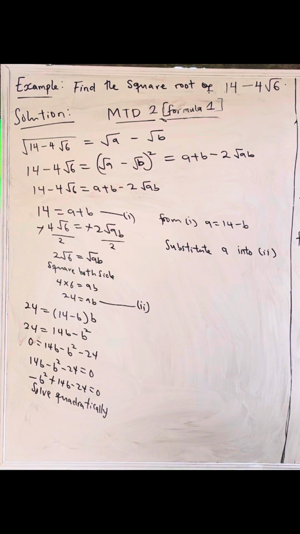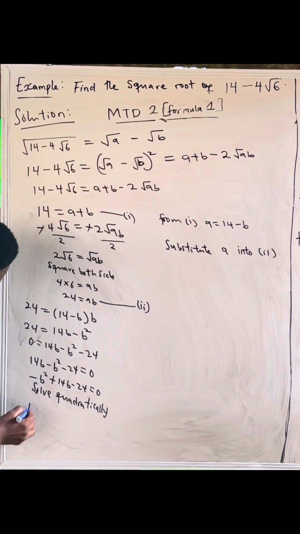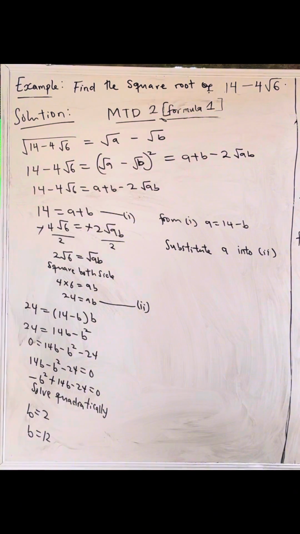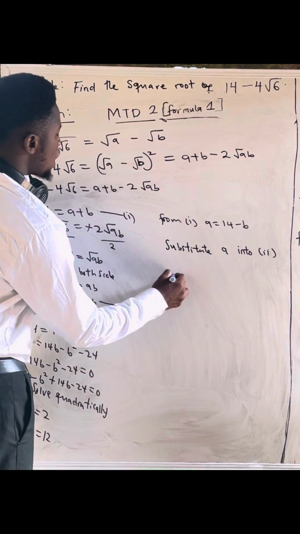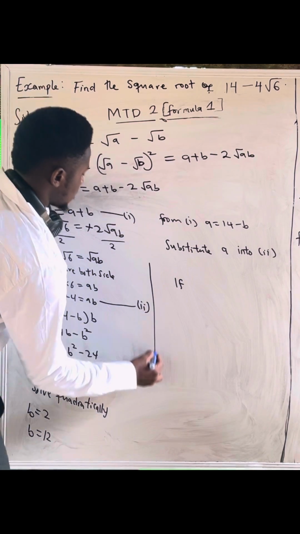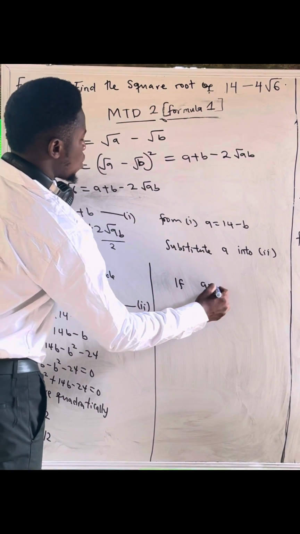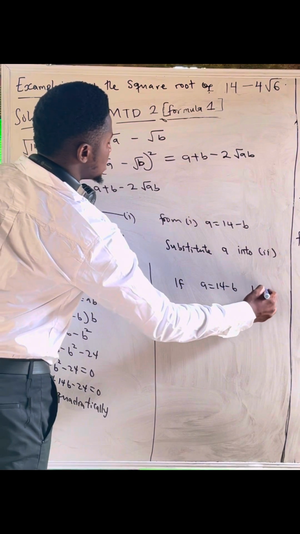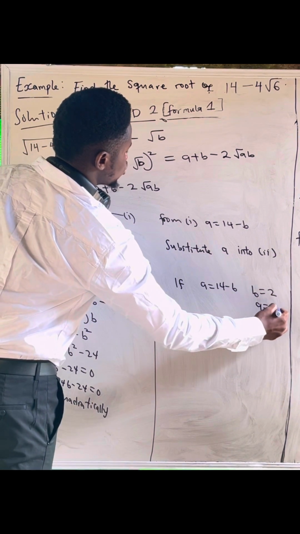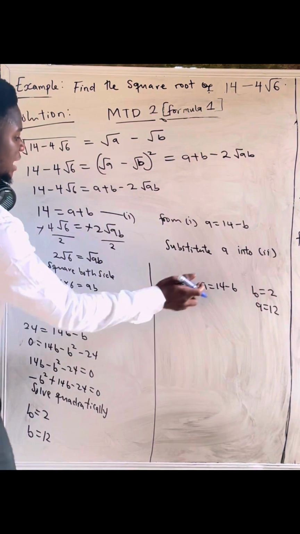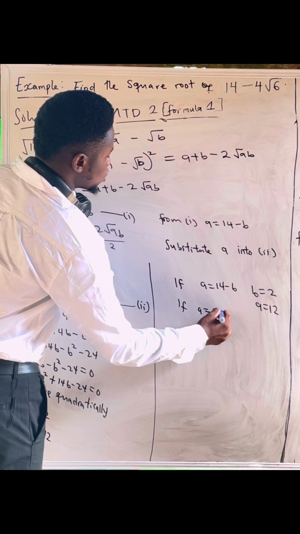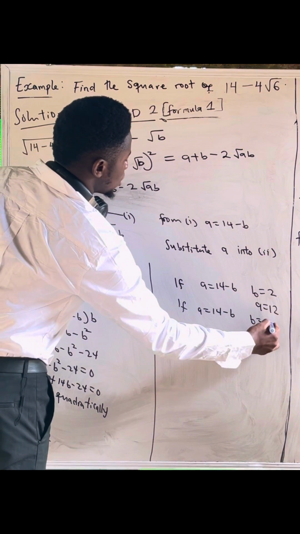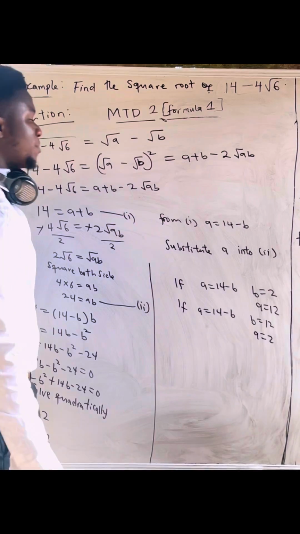If you solve this quadratically, we are going to get our B to be 2, B to be 12. So this simply means that we got two values for B. The first one is 2, the second one is 12. So we then say that if A is equals to 14 minus B and B is equals to 2, this simply means that A will be equals to 12, because if B is 2, as we got it here, I will do 14 minus 2, A is 12. We also say if A is equals to 14 minus B and B is 12, then A will also be 2. So this simply means that we get two values for A.